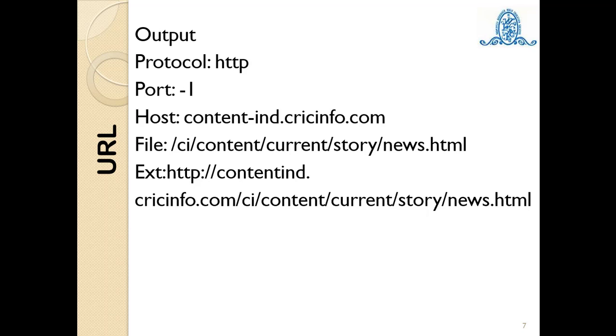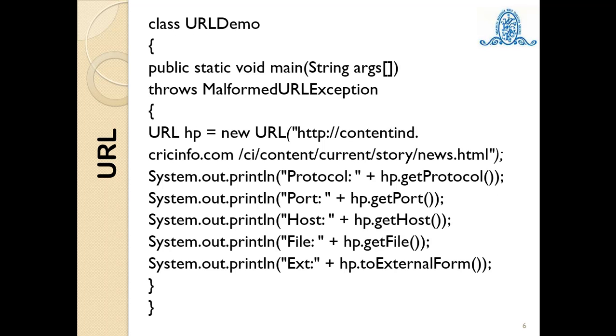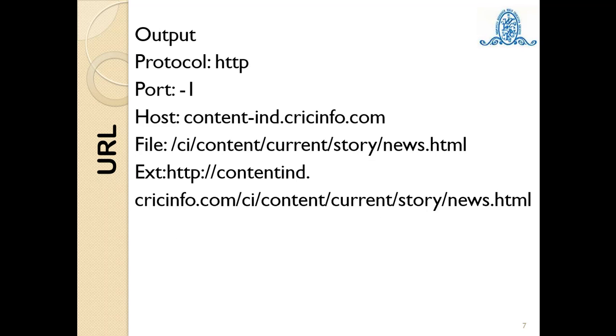When we execute this program, the output is like this. Protocol is HTTP, port number is -1. If you see here inside this URL, the port number is not mentioned. So if the port number is not given in a URL, then it returns -1 as the default value. Then host returns the host name as content-ind.cricinfo.com, and the whole path name of the file is given using the getFile method.